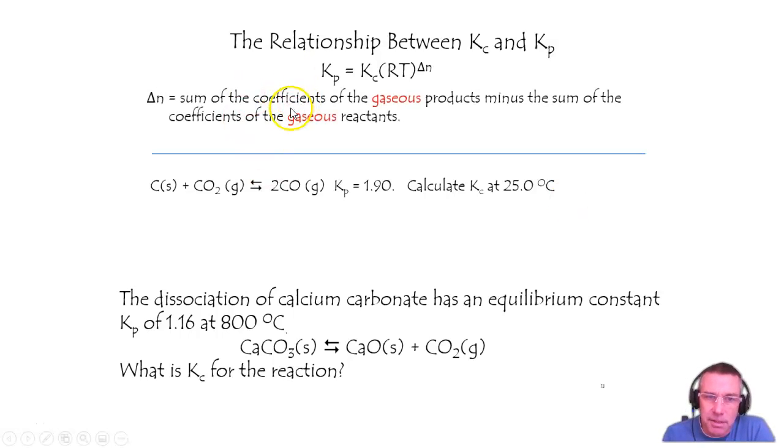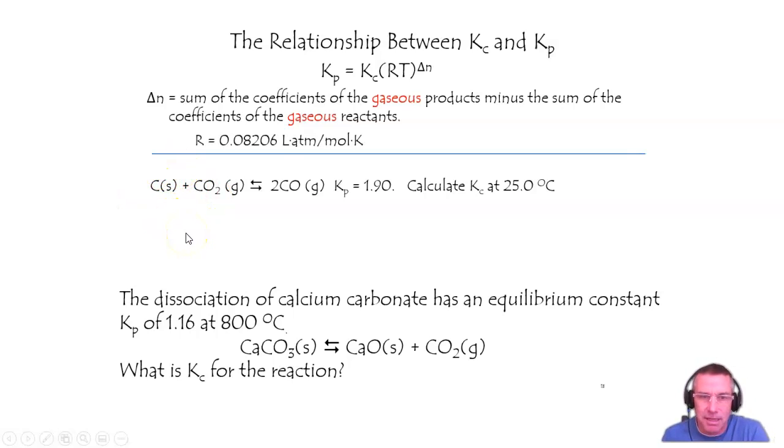And by the way, make sure everything has to be a gas. We'll omit anything that is not in a gaseous form, and that applies here. So when I see this, I'm going to say to myself, well, can I just plug into this formula? I'm given Kp, I'm given R, I'm given T, and delta n is going to be 2 minus 1.